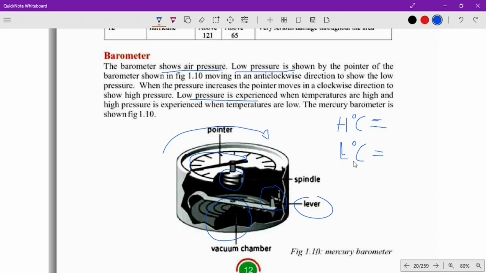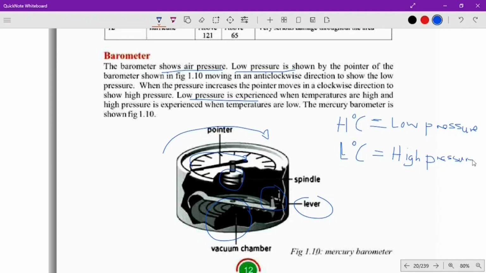So high temperature means low pressure. Low temperature means high pressure. Okay. High pressure, low pressure, like that.